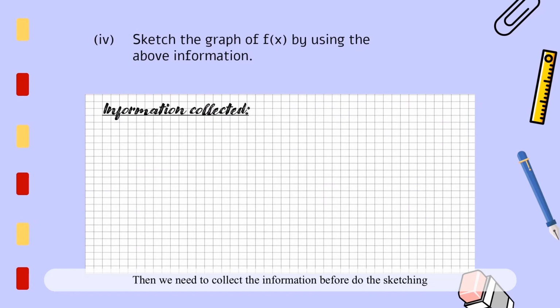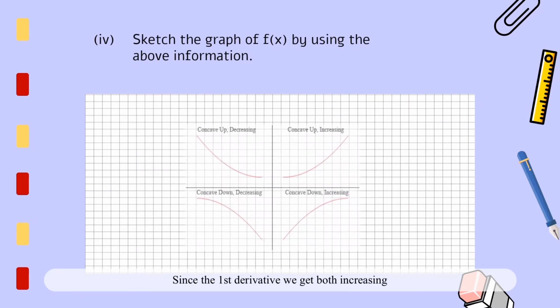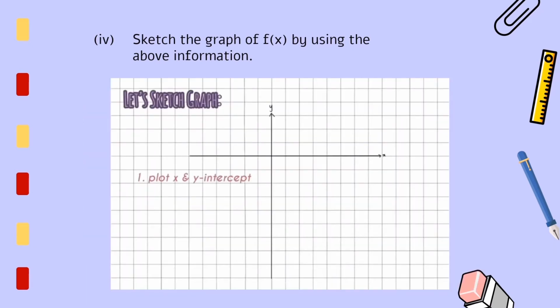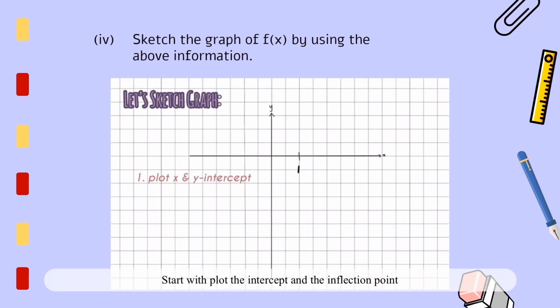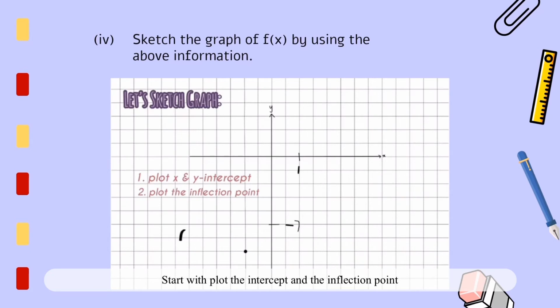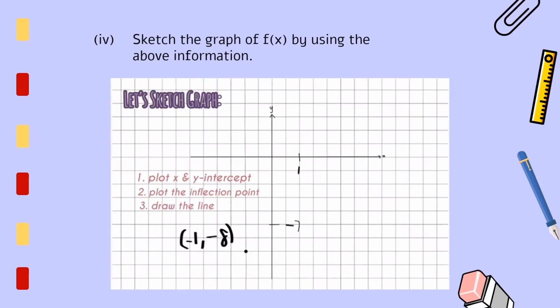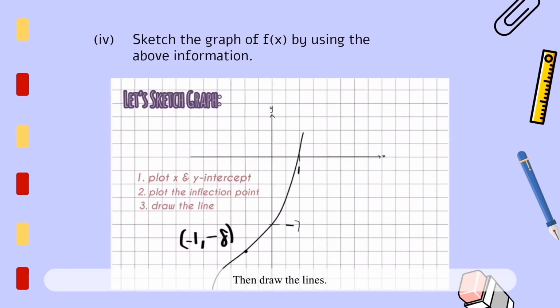Then, we need to collect the information before doing the sketching. Since the first derivative shows both increasing, we'll focus on the right column. Let's sketch the graph. Start by plotting the intercept and the inflection point. Then draw the lines.